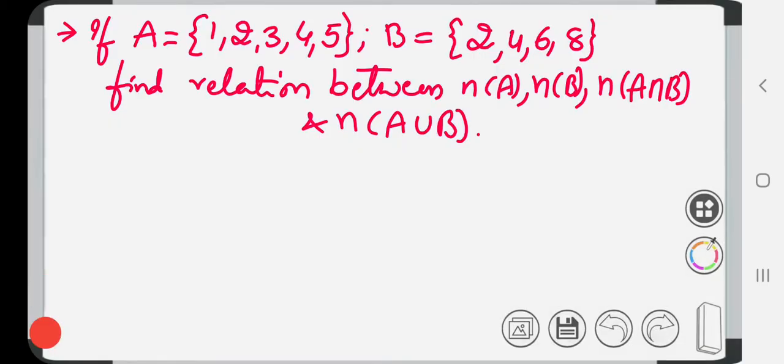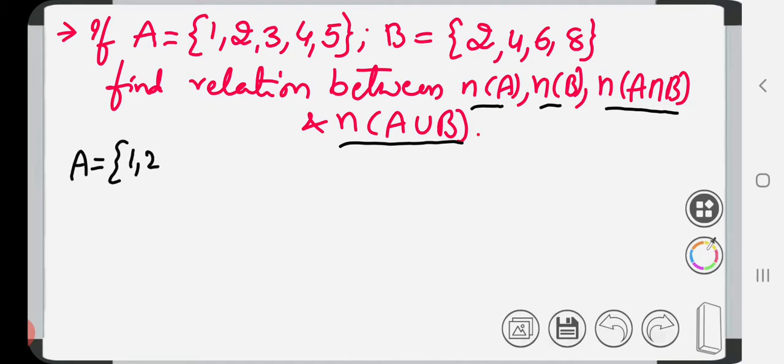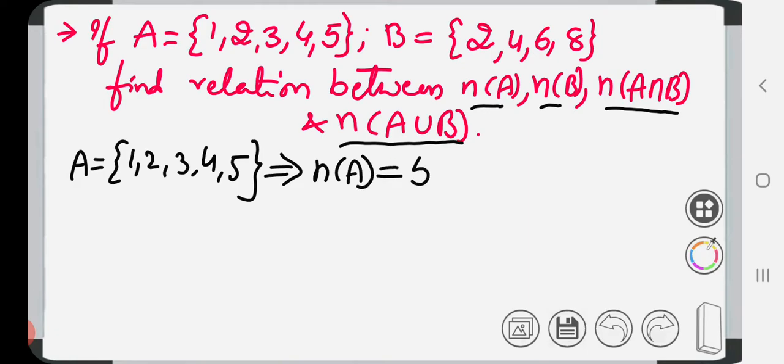Just see this problem. If A is equal to {1, 2, 3, 4, 5} and B is equal to {2, 4, 6, 8}, then find the relation between n of A, n of B, n of A intersection B and n of A union B. So first we have to write, if A is equal to {1, 2, 3, 4, 5}, then what is the n of A value? n of A is equal to 5.